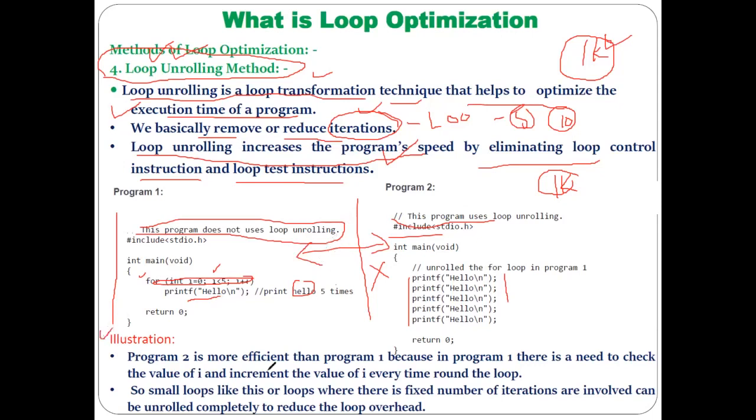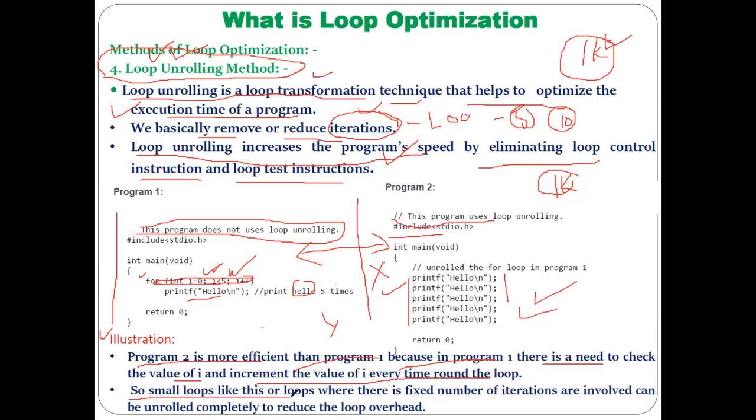So the same thing is mentioned here. Program 2, meaning this program, is more efficient than program 1, because in program 1 there is a need to check the value of i and increment the value of i every time. Understood? So this is a kind of overhead in this kind of code. But if you write it like this, then there is no need to check the value of i and no need to increment the value of i. So this is considered loop unrolling.